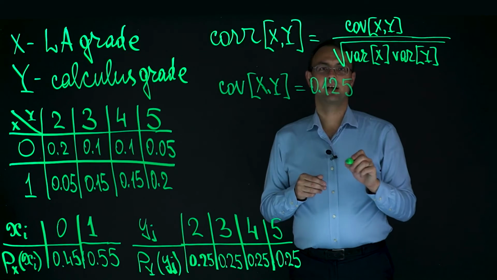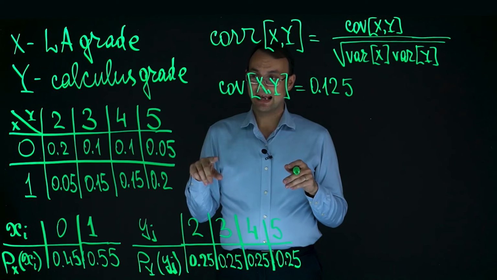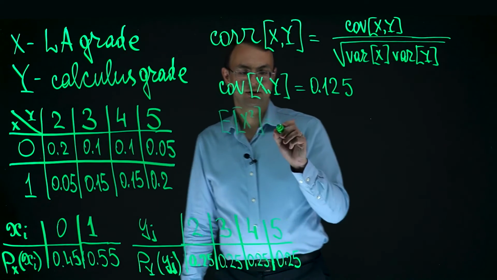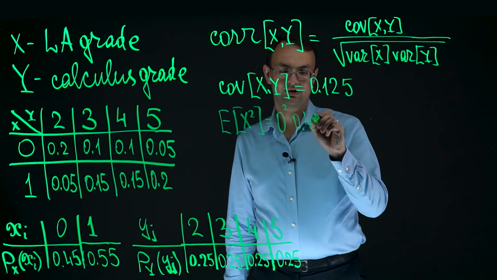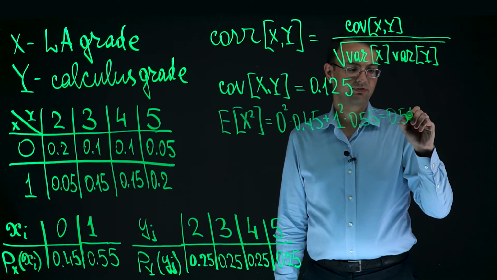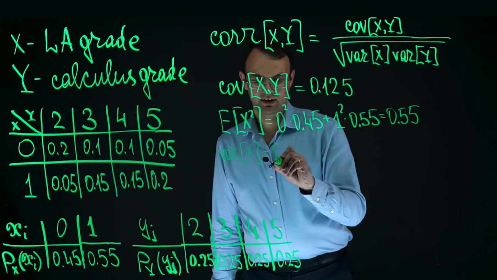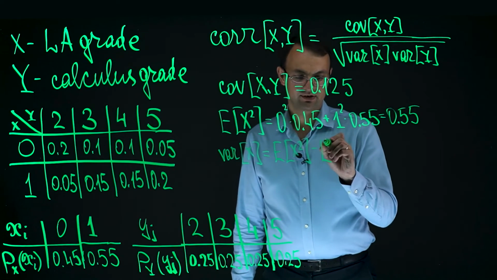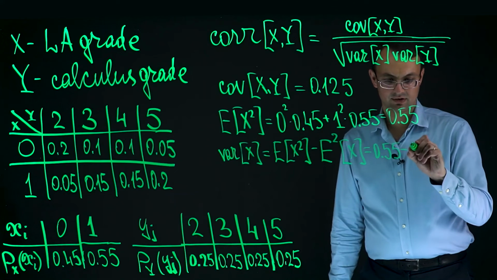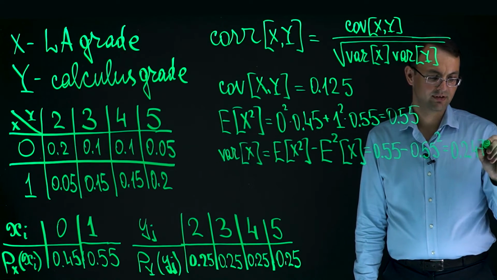And so now we need variances of x and y. To find variances, we should start with the expected value of squared x and squared y. So the expected value of x squared is 0 squared times 0.45 plus 1 squared times 0.55, that is 0.55. Then the variance of x is the expected value of x squared minus the squared expected value of x, that is 0.55 minus 0.55 squared, that is 0.2475.